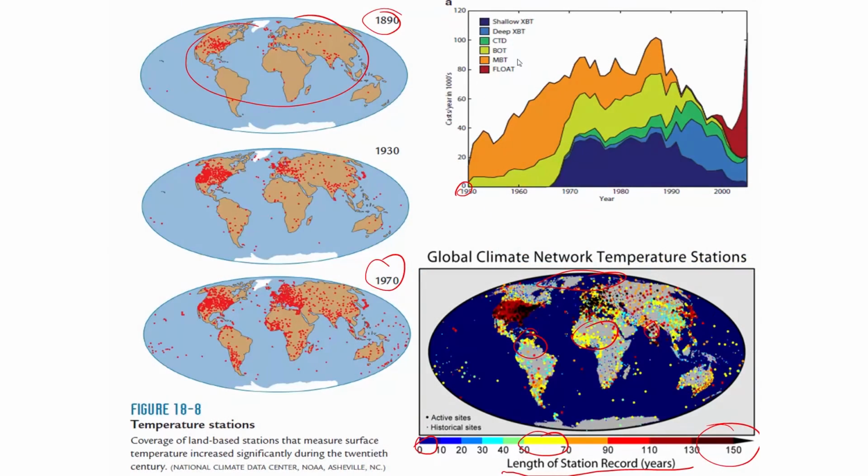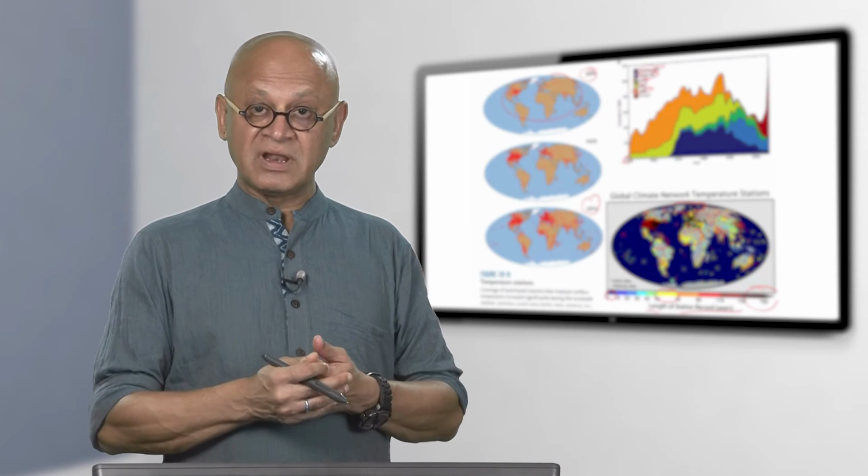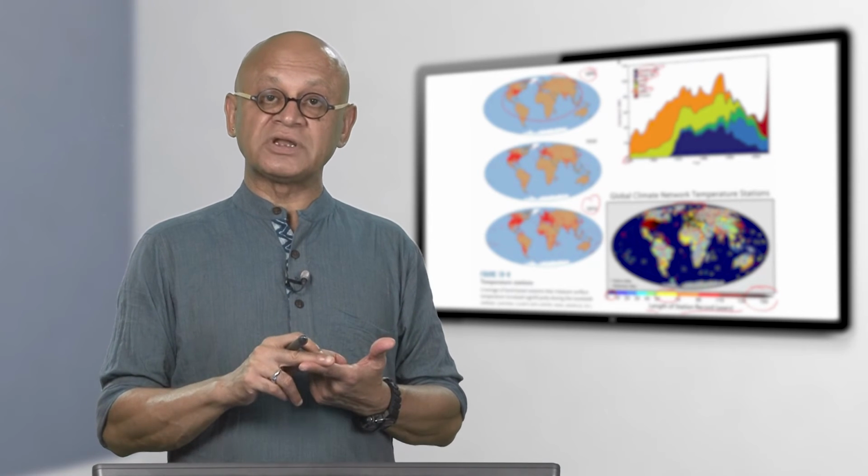So, there were things like the MBT, which was the bathythermograph that was different than the so-called XBT, that's a new one, and now we have deep XBTs and shallow XBTs, and we have also something called CTD. XBT is expendable bathythermograph, CTD is conductivity, temperature and depth.